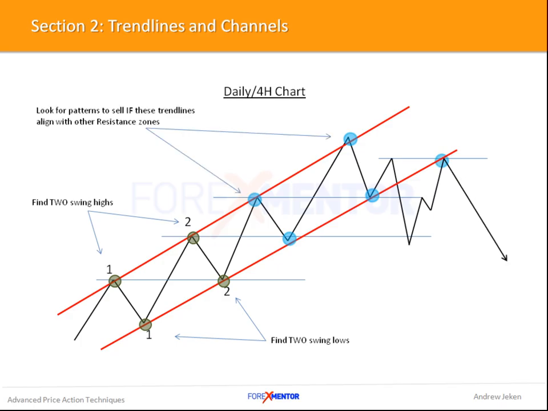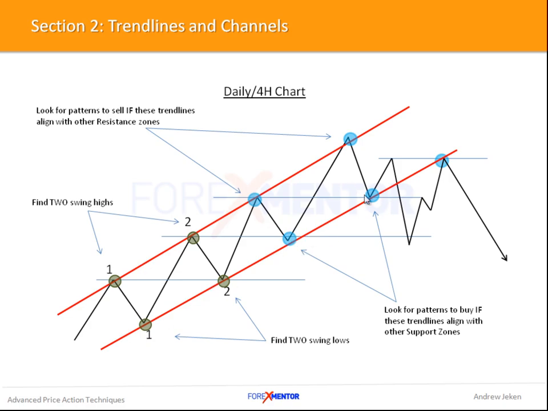So once again, we're looking for patterns to sell if these trend lines or channels align with other areas or zones of resistance. And we're looking for patterns to buy if the trend lines or the channel at the bottom of the channel lines up with other areas of support. So in this instance, you see how we had this area of horizontal support, and the low area of the channel line or the trend line lining up gives us a nice confluence.